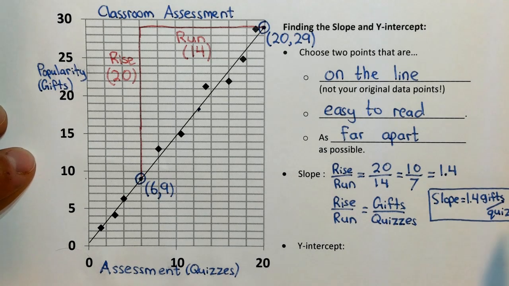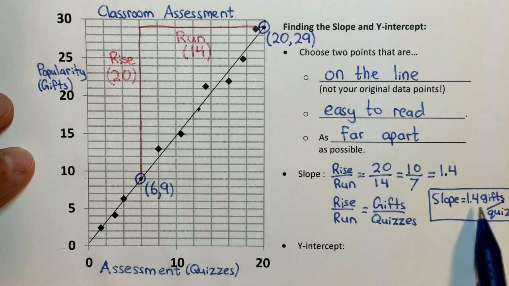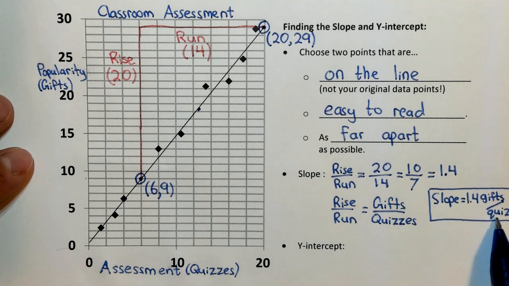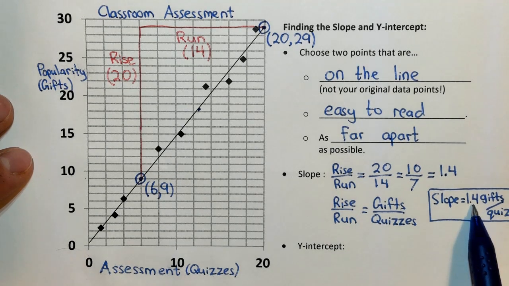Okay. The nice thing here with using units with the slope is it gives me a bit of an intuitive understanding of what the slope means. 1.4 gifts per quiz. That means every time I give my class an extra quiz, I can expect an extra 1.4 gifts at Christmas time. That sounds like a pretty good return.